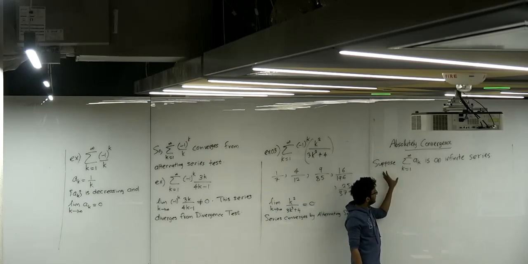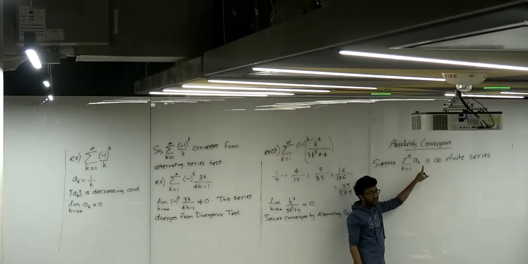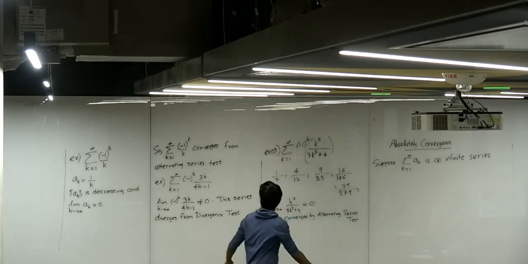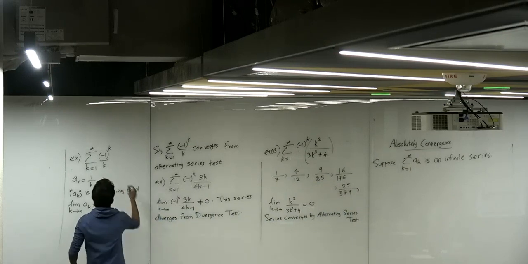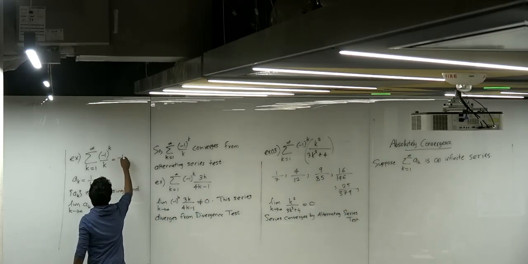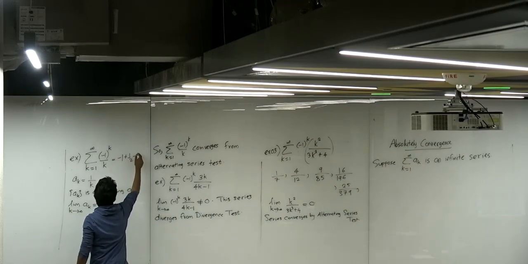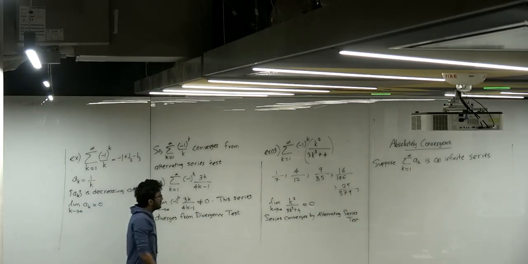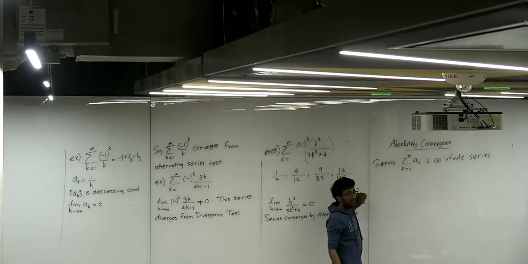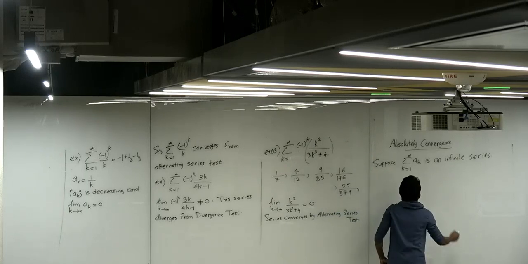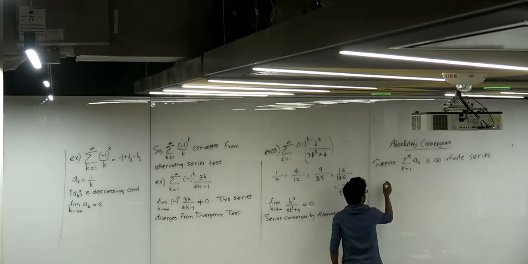But in this case, this is any infinite series. So this can be an alternating series also, because alternating series consists of positive and negative terms, like negative one, positive one, negative one. So a_k can be positive or negative or 0.